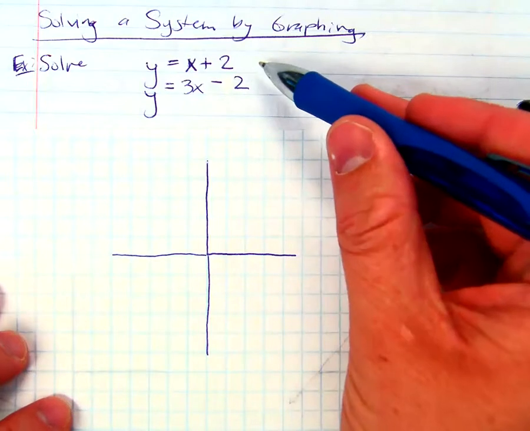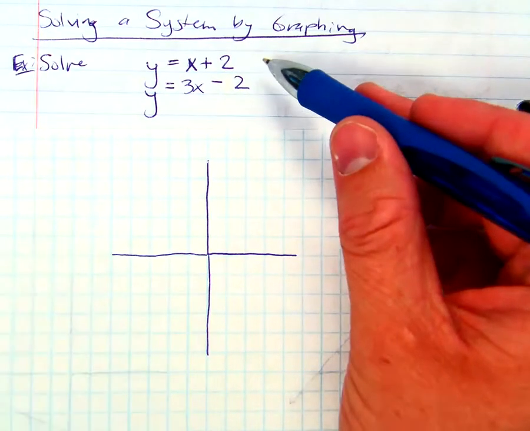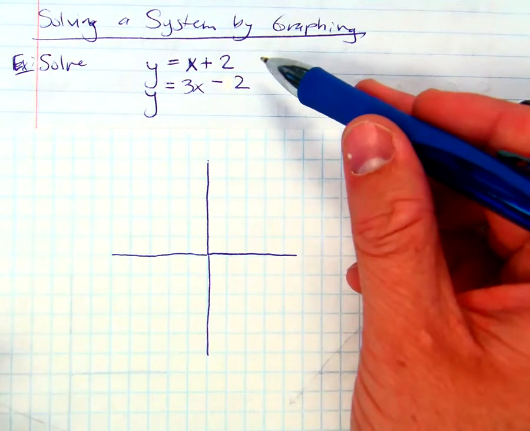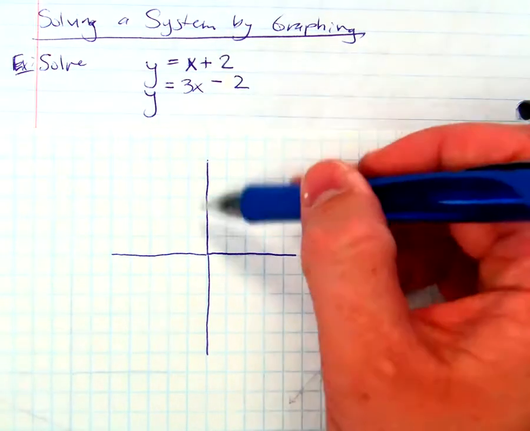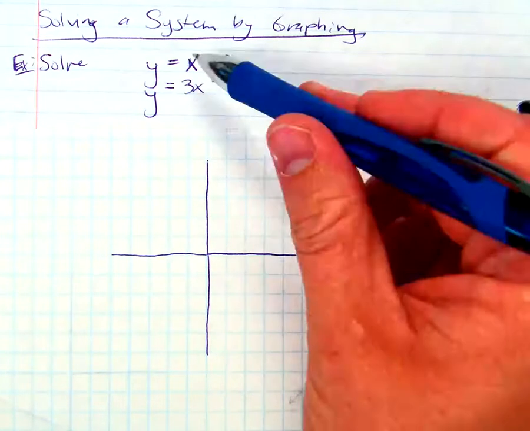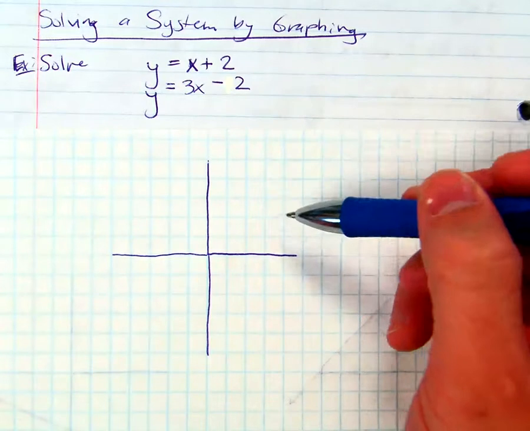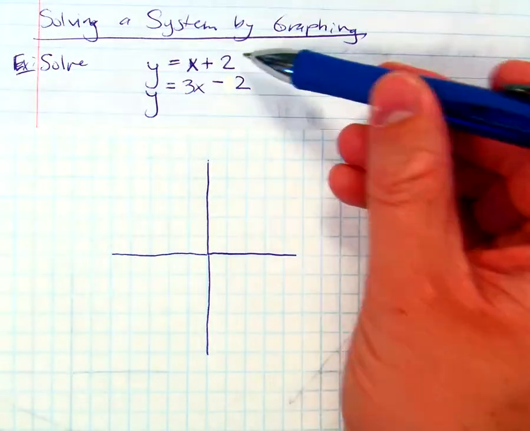To graph them, it really doesn't matter what order you do it in, but what I suggest you do is do them both completely separate. Some people say, I'll start one of them at +2 and one of them at -2, and then I'll go up 1 over 1 and up 3 over 1. They try to do them simultaneously. They make a lot of mistakes. So we'll do just the first line.